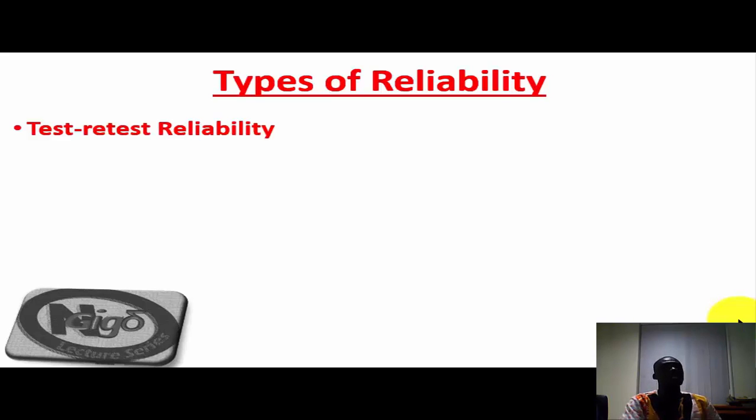So when it comes to reliability, let me quickly rush through the types of reliability. The first one is the test-retest reliability. As we are saying, you distribute the instrument and take the results. In a few days, you go back, distribute the instrument to the same group of people, and take the results. Then you try and see how the results relate to each other. So that is the test-retest reliability.